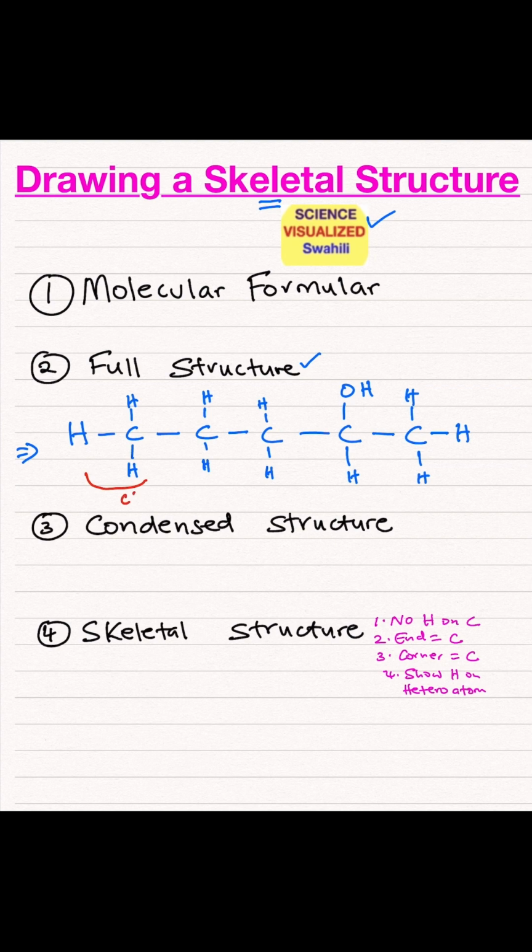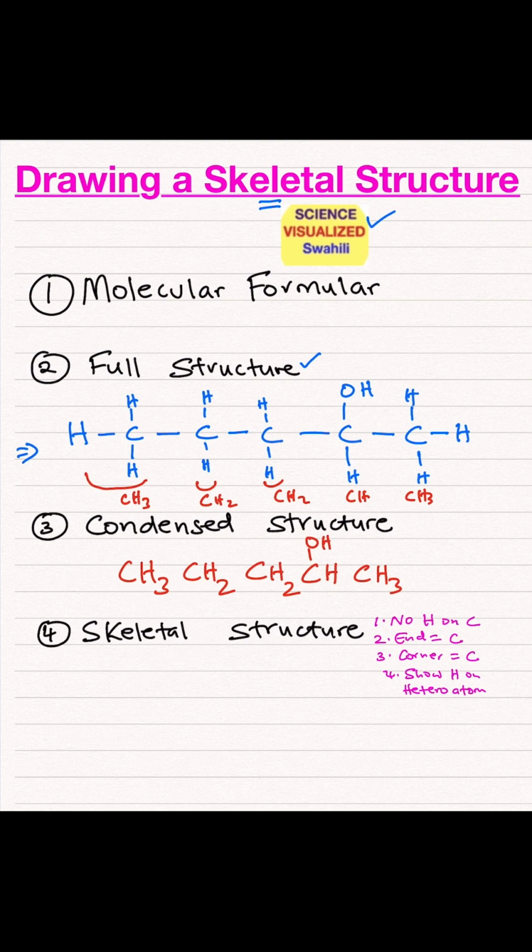This will be a CH3, this will be CH2, CH2, and then this is a CH with an OH, and this is a CH3. So it becomes CH3, CH2, CH2, and then that CH with an OH on it, and the last CH3. So that becomes a condensed structure.